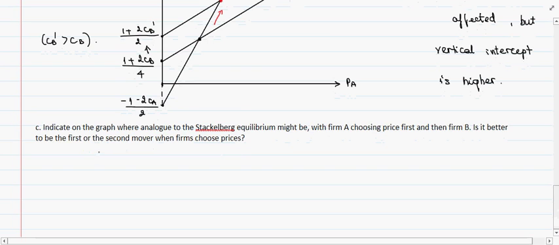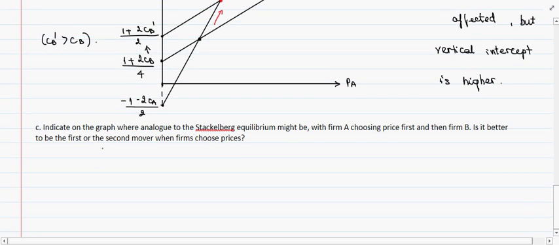Okay, so we know that if firm A chooses the price first, firm A is going to be the one taking into account the best response function of firm B. So firm A will be the one who, knowing that if I set a price, firm B is going to follow and choose its price following its best response function, and firm A is going to take that into account when choosing its price. So firm B is going to be the follower. Okay, so it's going to use the best response function for firm B.